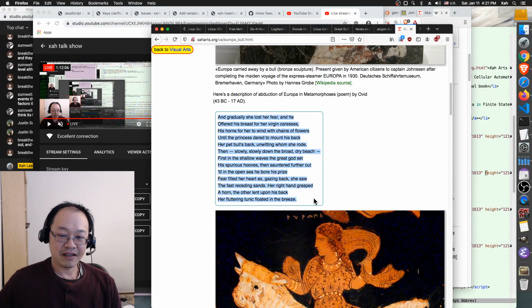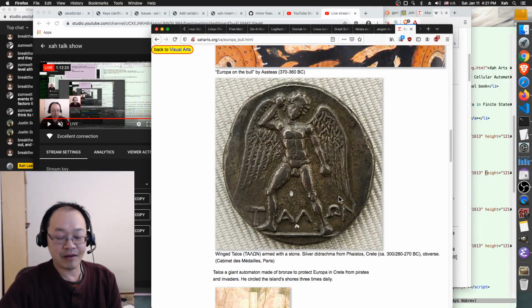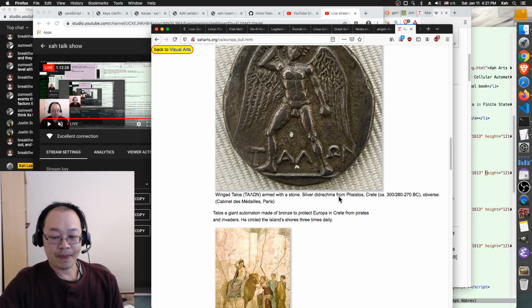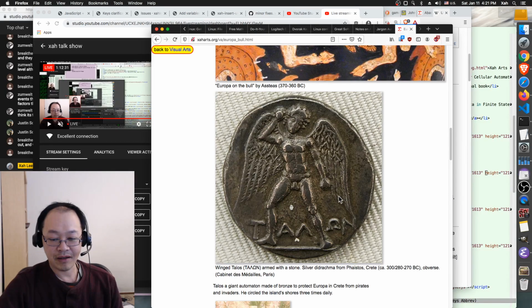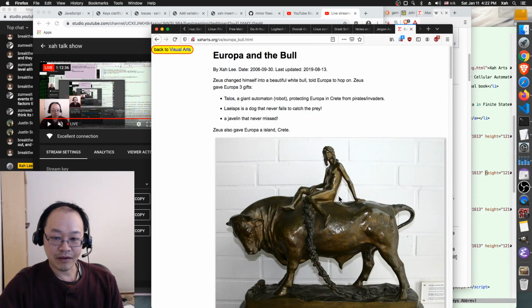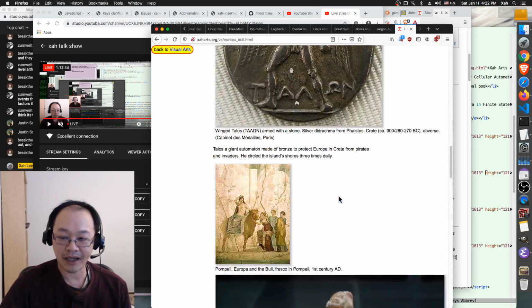So it says, and gradually she lost her fear, and he offered his breasts for her virgin caresses, his horns for her to wind with chains of flowers, and so on. Anyway, Zeus gave her three gifts. One of them is a giant automaton, which means a robot, and that is this thing.